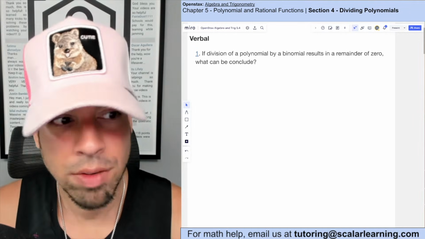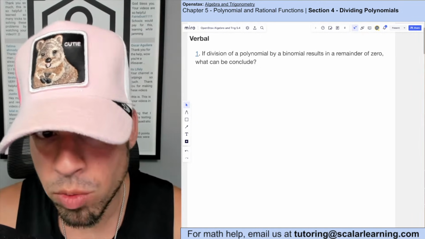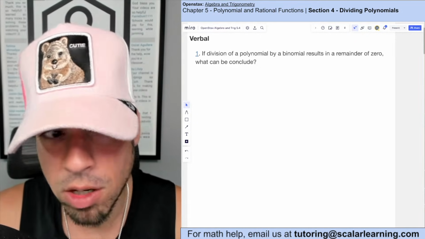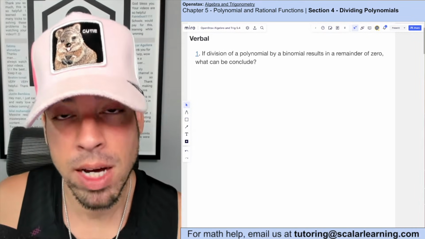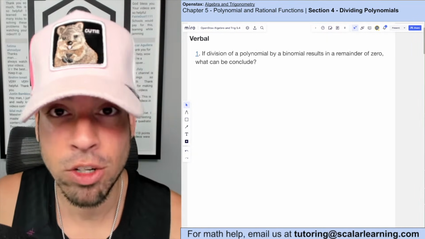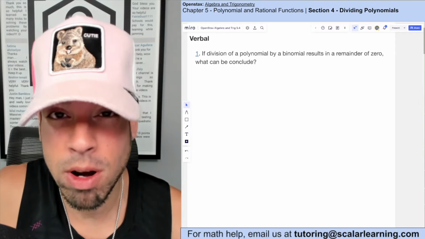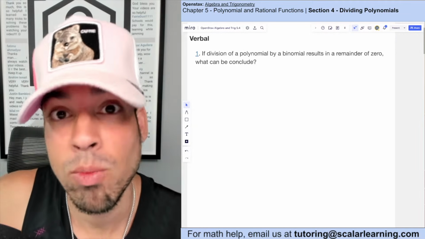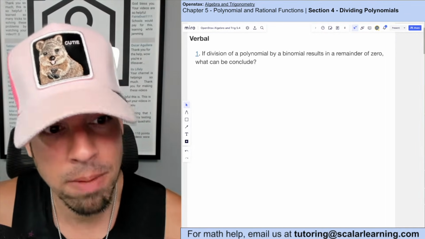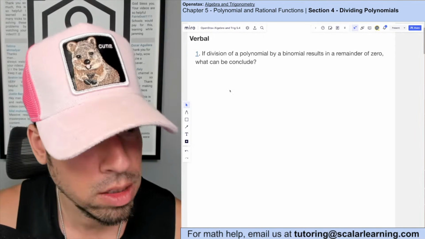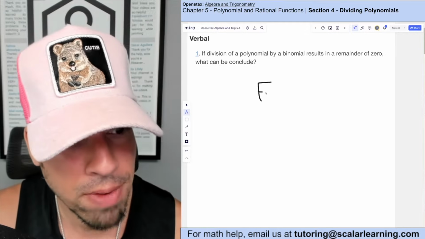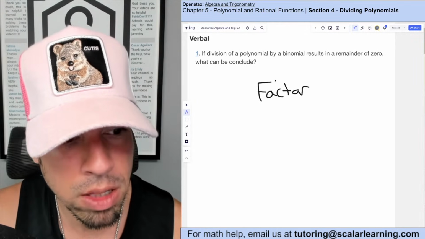Let's do it. If division of a polynomial by a binomial results in a remainder of 0, what can be concluded? So the thing is, it's just like regular division. Think about if you divide a number by another number and there's no remainder. You'd say then that number is therefore a factor of the number that was being divided, right? So it's the same idea. If you divide a polynomial by a binomial and have a remainder of 0, it is therefore a factor of that polynomial.